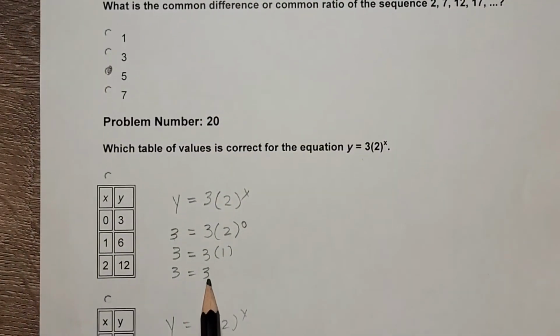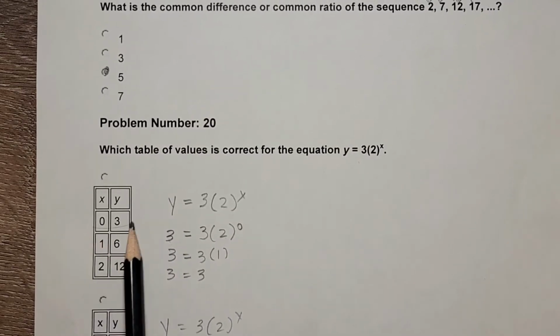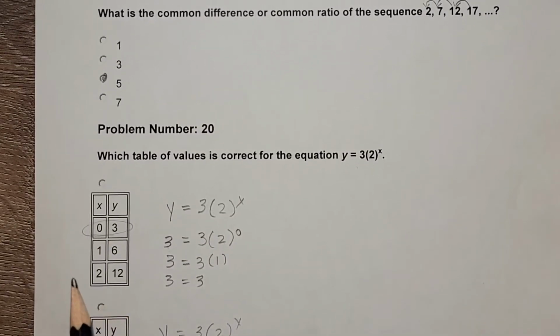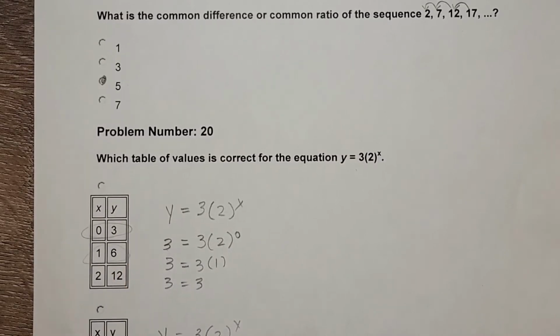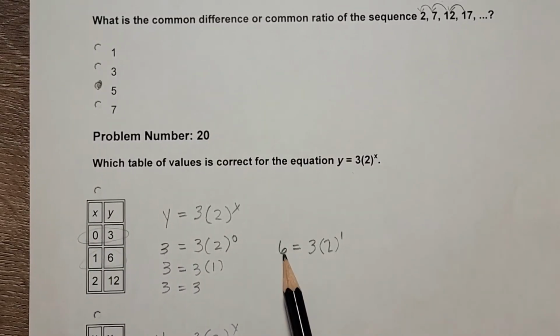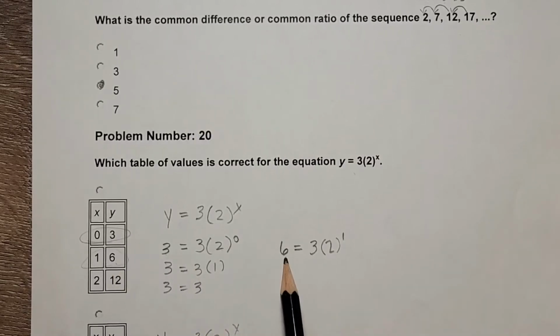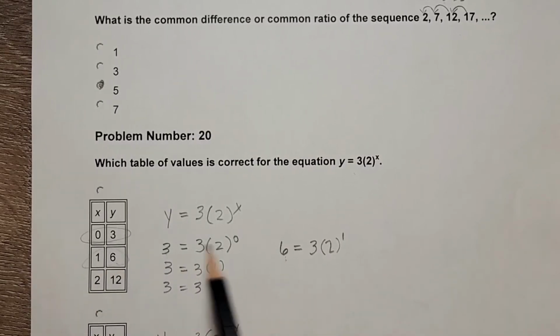So that worked out, which is great, but you cannot choose your table of values only by one set. You have to do at least 2 or 3. So let's move on to this, test this set of numbers out. Okay, it will look like this. The y is a 6 and the x is a 1.